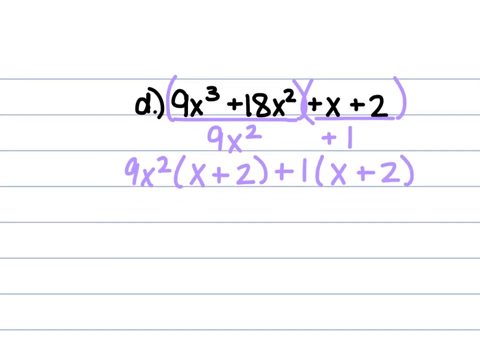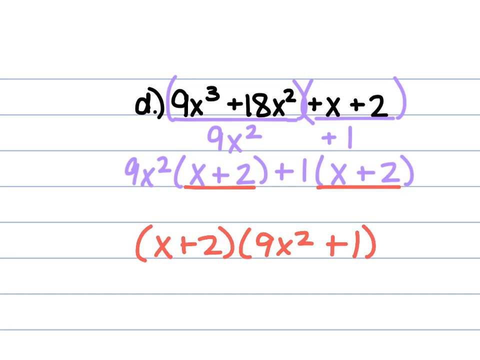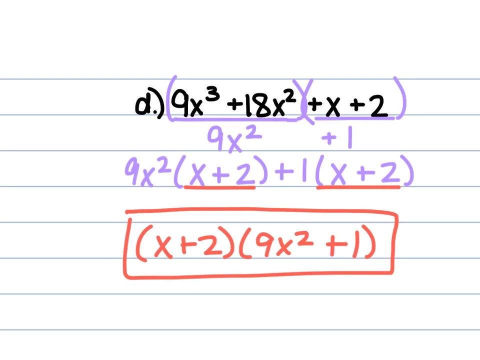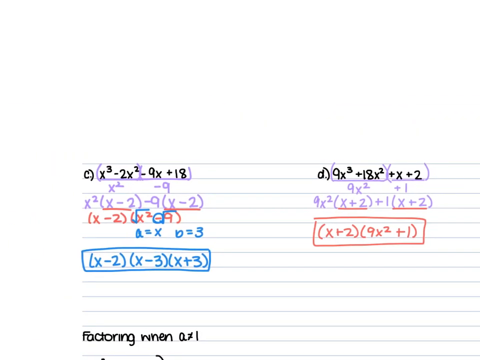So if we write these in as two sets of parentheses, we're going to have an x plus 2 times 9x squared plus 1. Again, you can take the square root of that 9x squared, you can take the square root of 1, but because there's a positive between the two of those, you cannot factor that any further. So the x plus 2 times 9x squared plus 1 is your final answer.